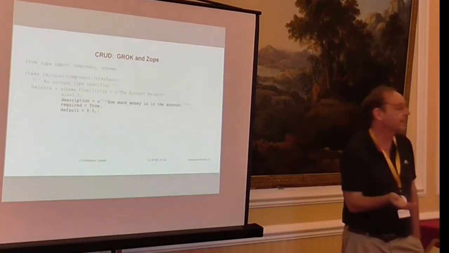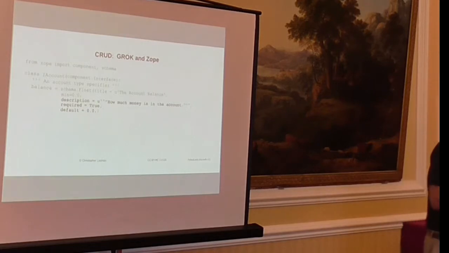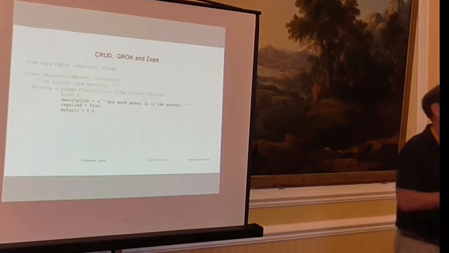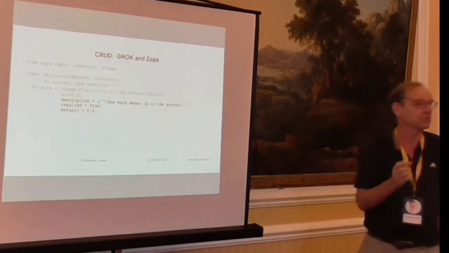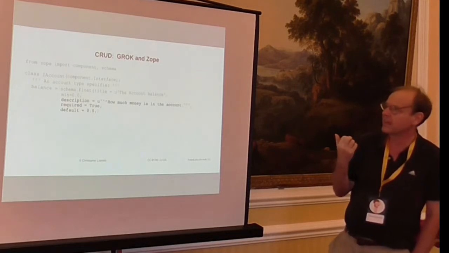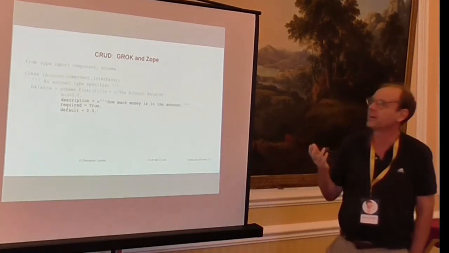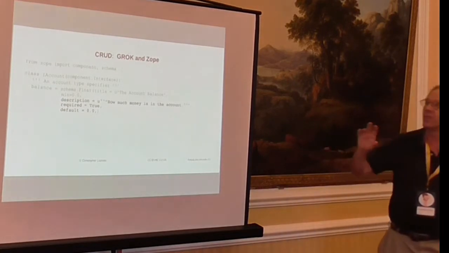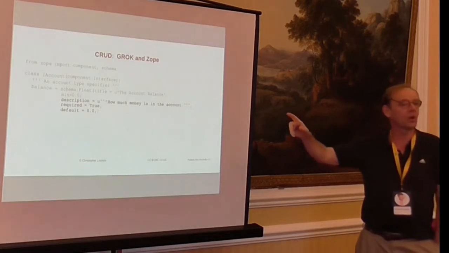The first thing to make it easy is you want to do CRUD. And the best CRUD that I know of is used in ZODB and in Grok. Here you have the IAccount object. What you do is you define the interface for an account object, and you say what the description is, what the minimum value is, and whether it's required. That's an interface object in the ZODB or Grok world.